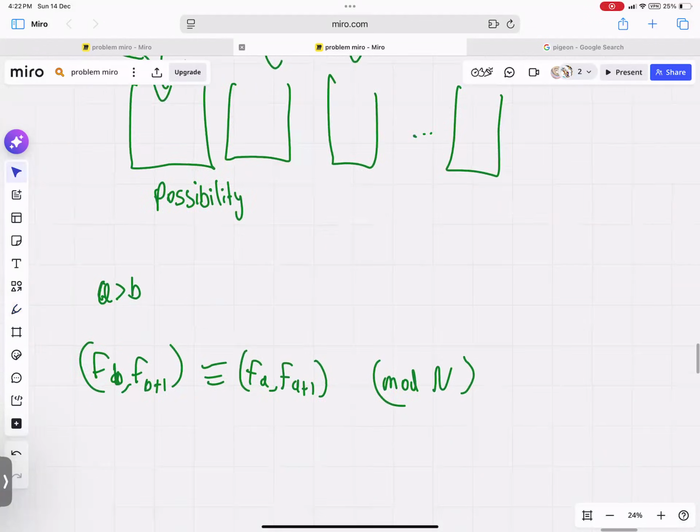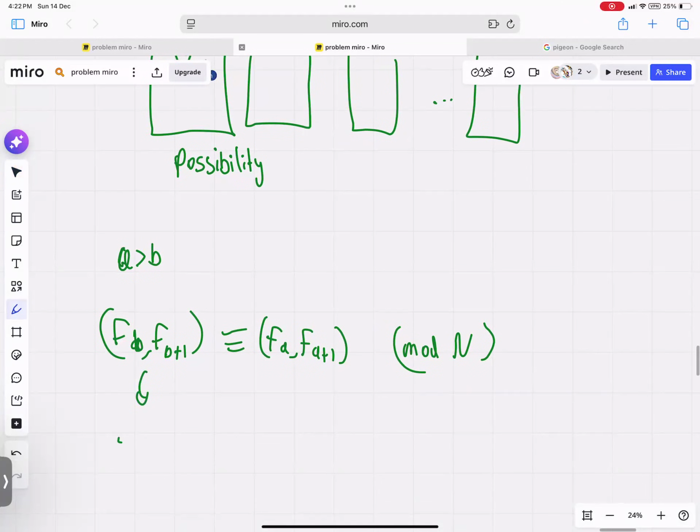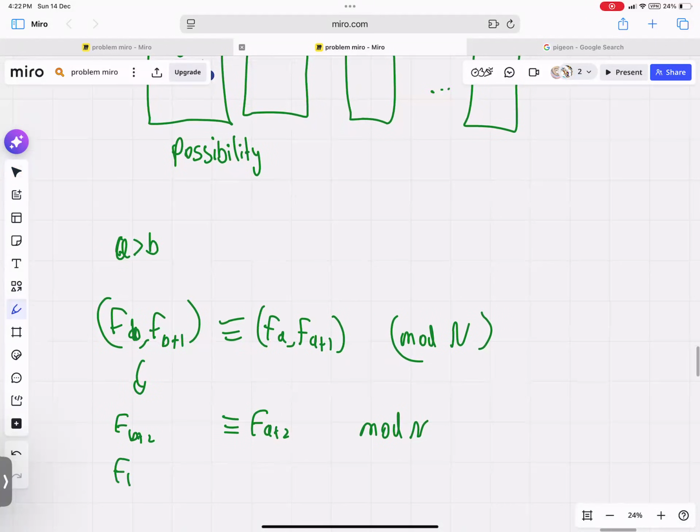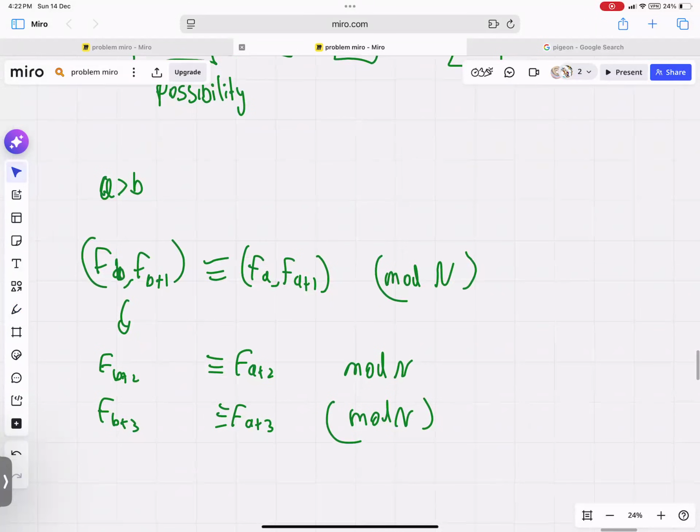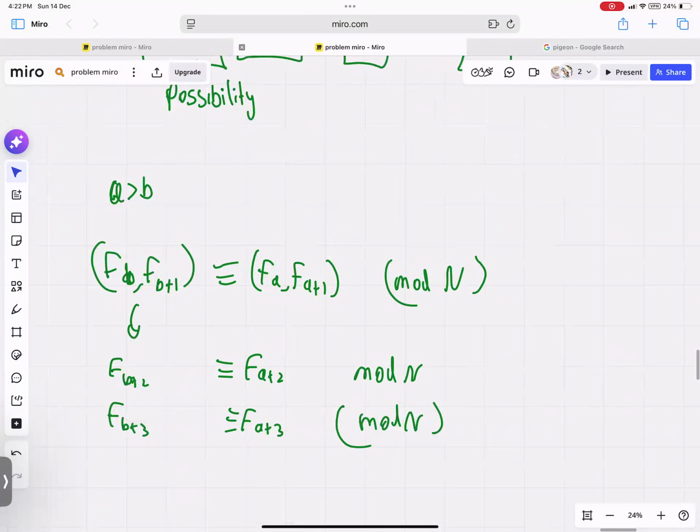Now the point is from here we can get that f of b plus 2 is equivalent to f of a plus 2 mod n because of the definition of Fibonacci numbers. And then again, f of b plus 3 is equal to f of a plus 3 mod n. Because of this logic, this sequence is eventually periodic modulo n. Now to show it's periodic everywhere, we can backtrack.